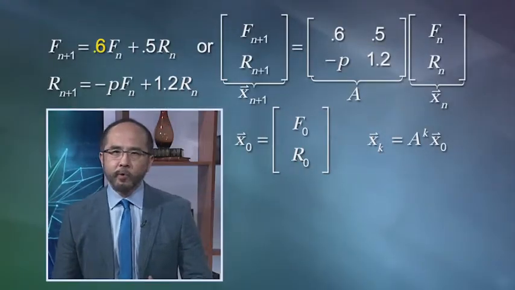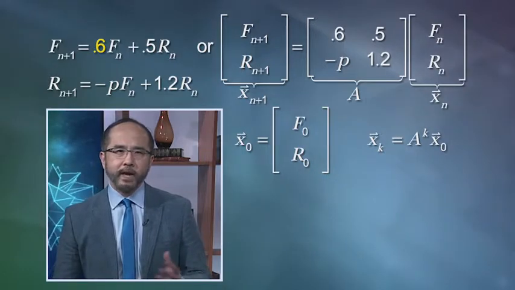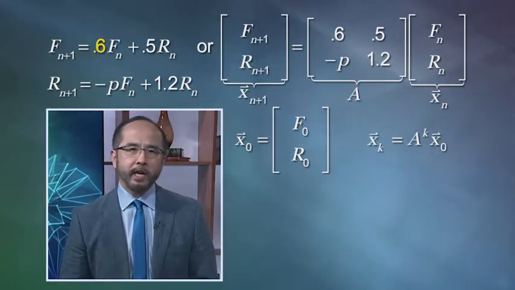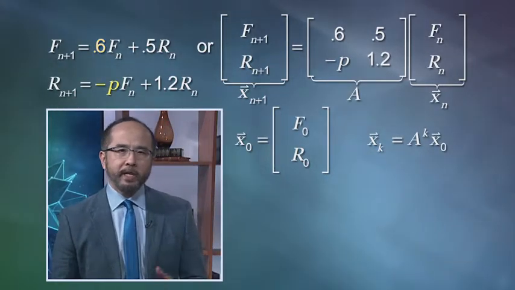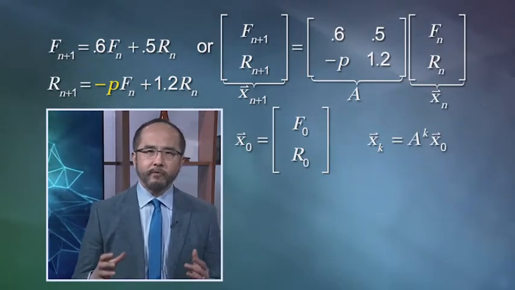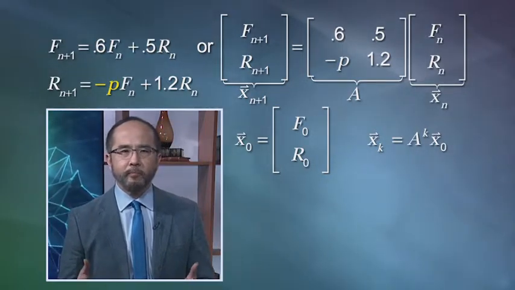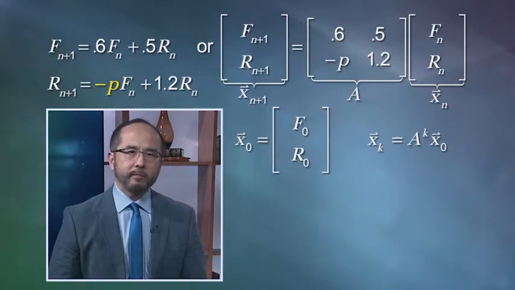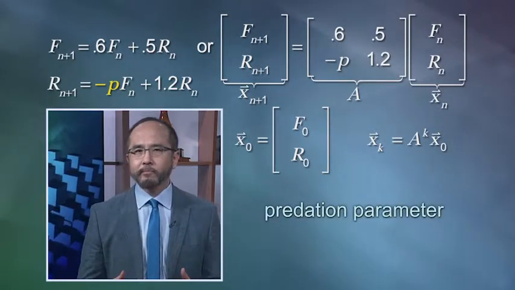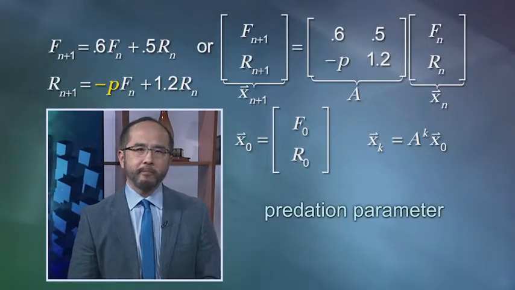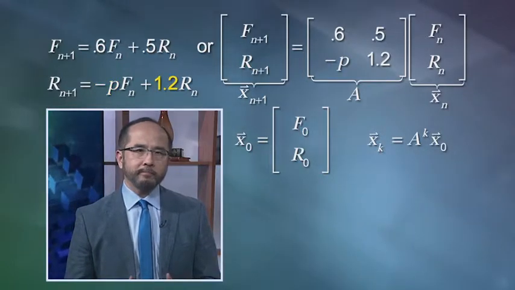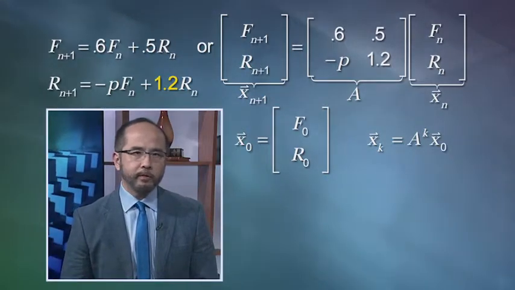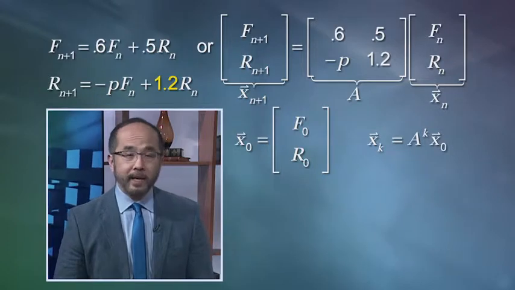Recall that the coefficient 0.6 for f sub n represents the fact that foxes die without rabbits. In particular, 40% die off at each time step if there are no rabbits. The minus p coefficient for f sub n shows that the number of rabbits is negatively influenced by the presence of other foxes. In other words, foxes eat rabbits. We call p the predation parameter. We'll explore what happens for various values of p. And the 1.2 coefficient indicates that without foxes, the number of rabbits multiplies by 1.2, which means it grows by 20% at each time step.